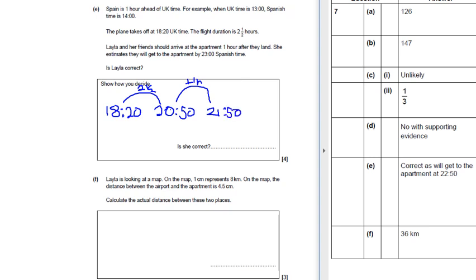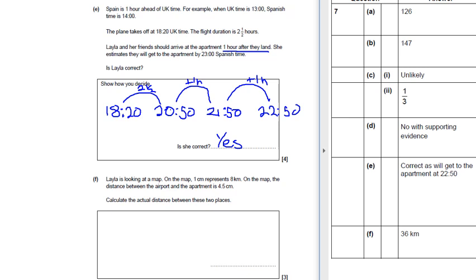Okay, so the landing 21:50, so 9:50, it's nearly 10 o'clock at night. Lane and friends should arrive at the apartment 1 hour after they land. That's good going. Seems they've got to unload and get the baggage and go through passport, whatever. Okay, so we get another hour. So that makes it 22:50. Estimate they'll get there in Spanish time. Yes.